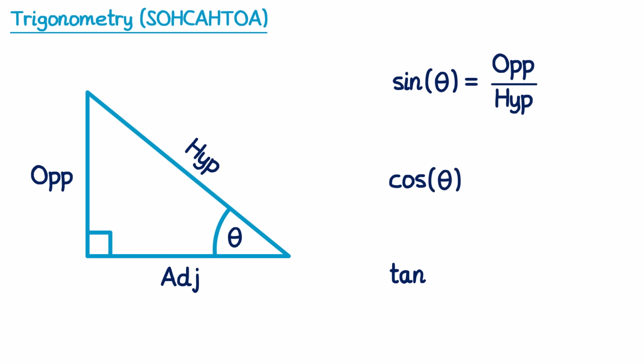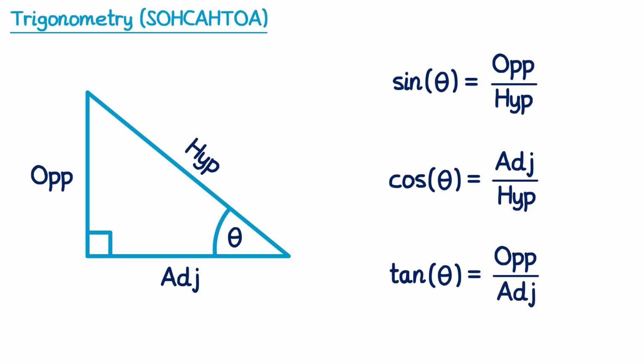Cos theta is slightly different. It's always equal to the adjacent divided by the hypotenuse. And tan theta is different once again. It's always equal to the opposite divided by the adjacent. These are known as the trig ratios, and you need to learn them for your exam.